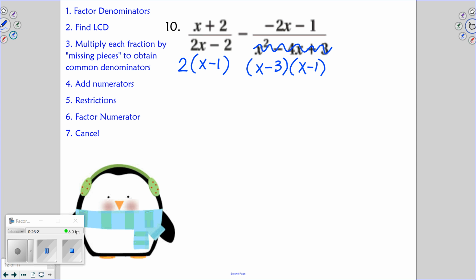Now, something is happening in this problem that we have not yet seen, besides the fact that they both factor. Look at this problem. Why is this different than the other problems? There's a negative sign. What happens when there's a negative sign in front of a whole group of stuff? It changes all of its signs.